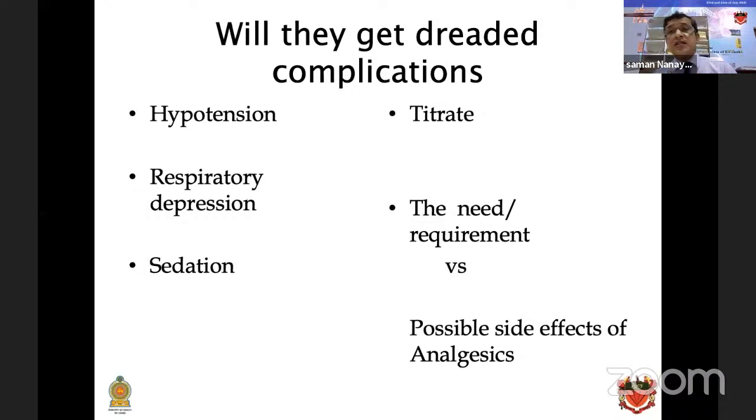If the patient is fast asleep, with no pain, and you go and give a pethidine or morphine dose, that is the patient who can have respiratory depression or hypotension or deep sedation. So you have to titrate the side effects also.